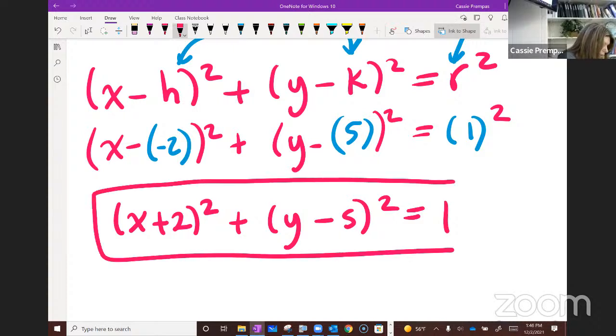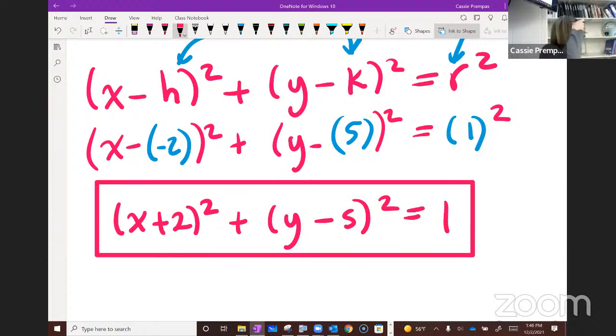I can't put in x and y because x and y represent infinite points, all the points that are on the outer rim of the circle. But any point that makes this equation true is a point on the outer rim.